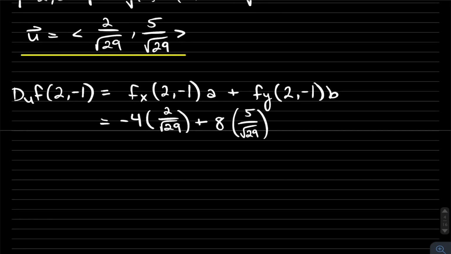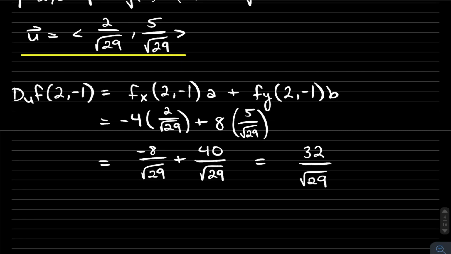And so, let's just distribute those through. We get -8 over the square root of 29 plus 40 over the square root of 29. And that is going to give you 32 over the square root of 29. Bam. So that is one directional derivative problem down.